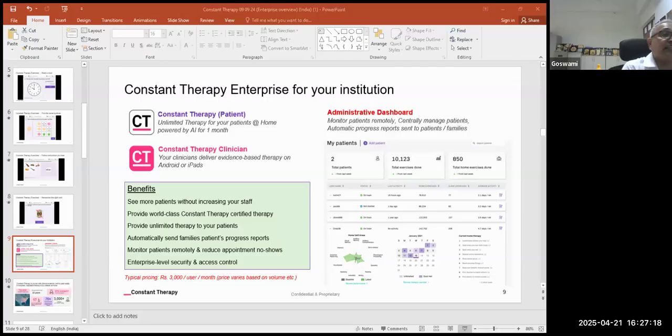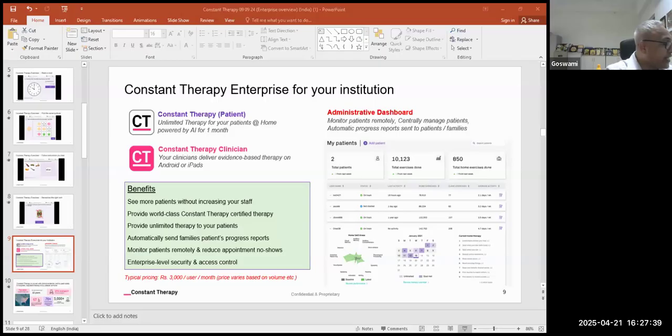Okay, so what they have done is they have assessed the stroke patients. These stroke patients underwent two groups. One group did 10 weeks of self-managed therapy, workbooks and all, where they carried out the activities, and another was the experimental group where they carried out the activities using the constant therapy app.